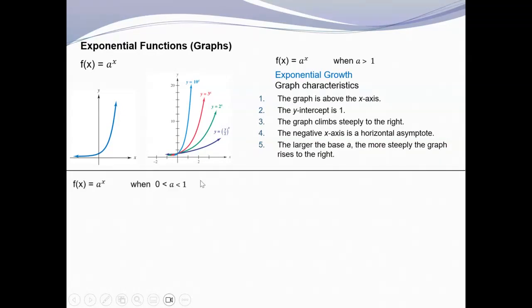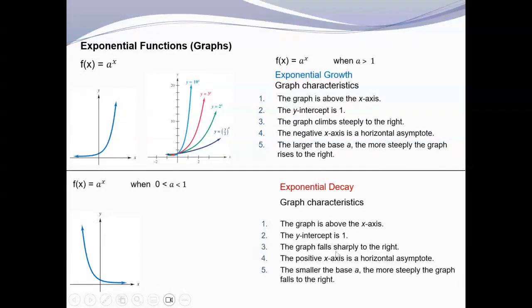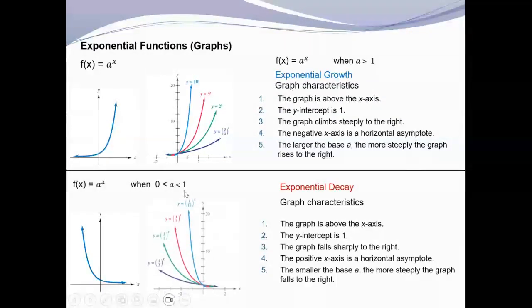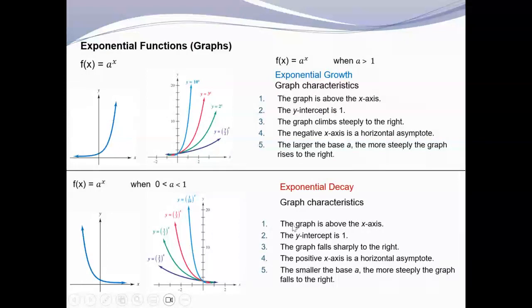Now comes exponential decay. Here's how the graph looks, and these are the characteristics of the graph when A is between 0 and 1. So, for example, the graph is above the x-axis again. The y-intercept will always be 1. The graph falls sharply to the right.